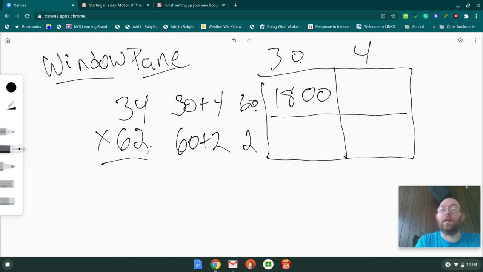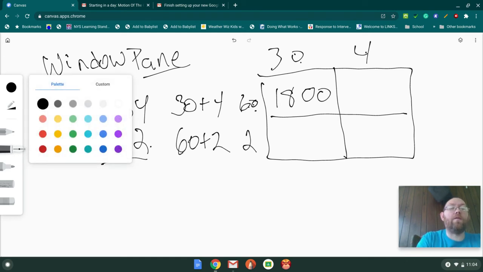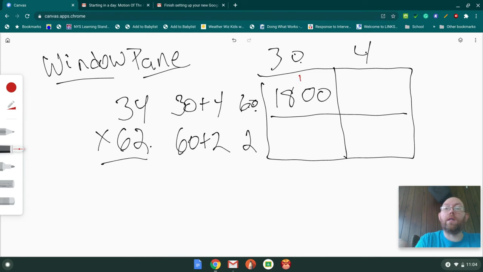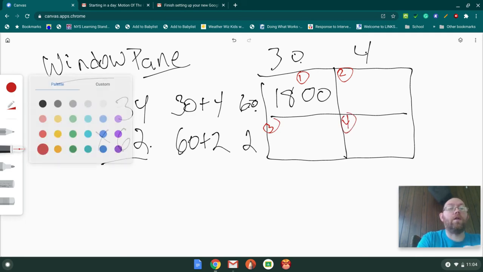Now I have 60 times 4. So I go box. I label this. This is the order that I always go in. I always start here, and then I go here, and then I go here, and then I go here. So that's the order that we're going to do this in.